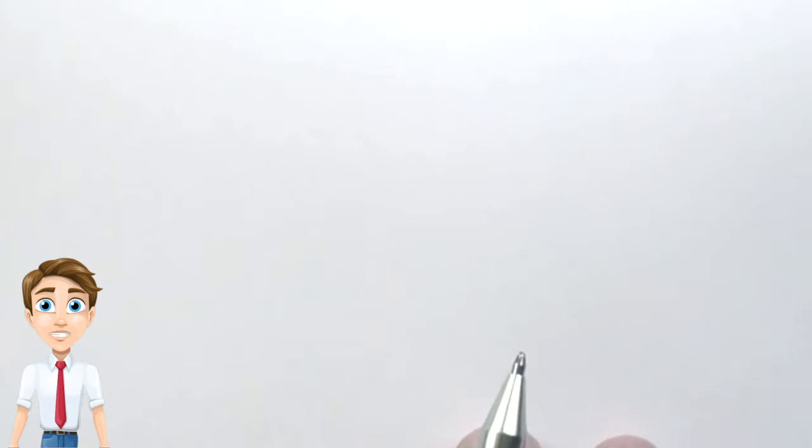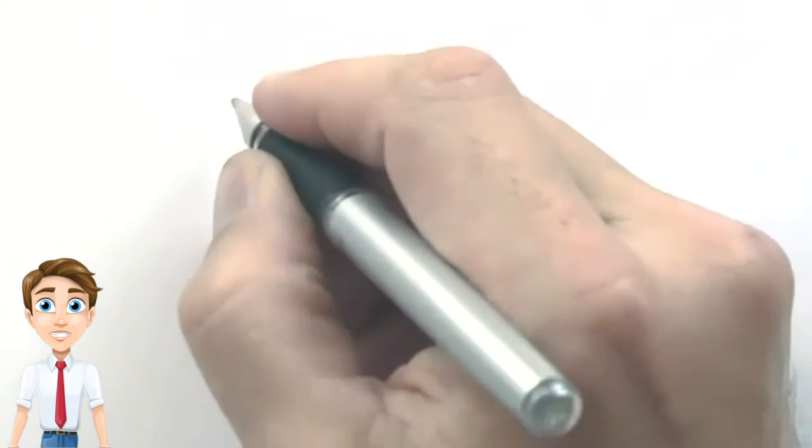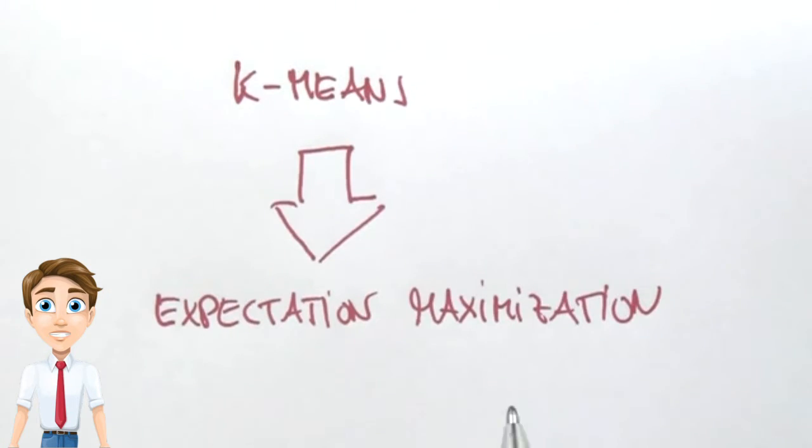So let's now generalize k-means into expectation maximization. Expectation maximization is an algorithm that uses actual probability distributions to describe what we're doing.